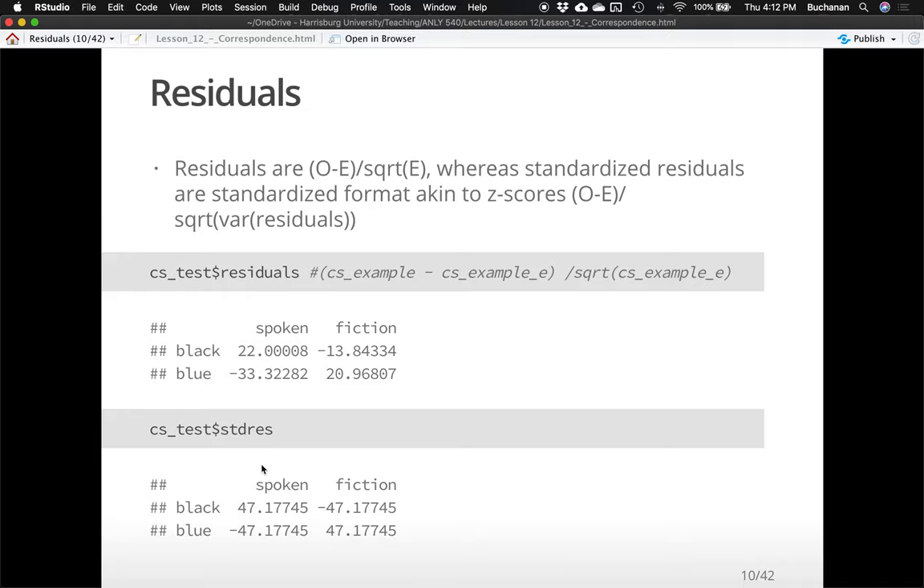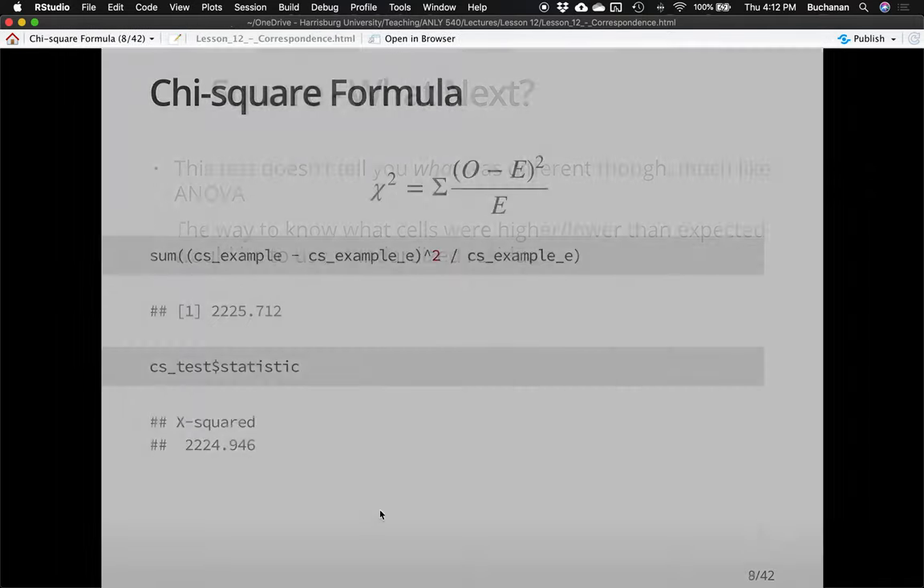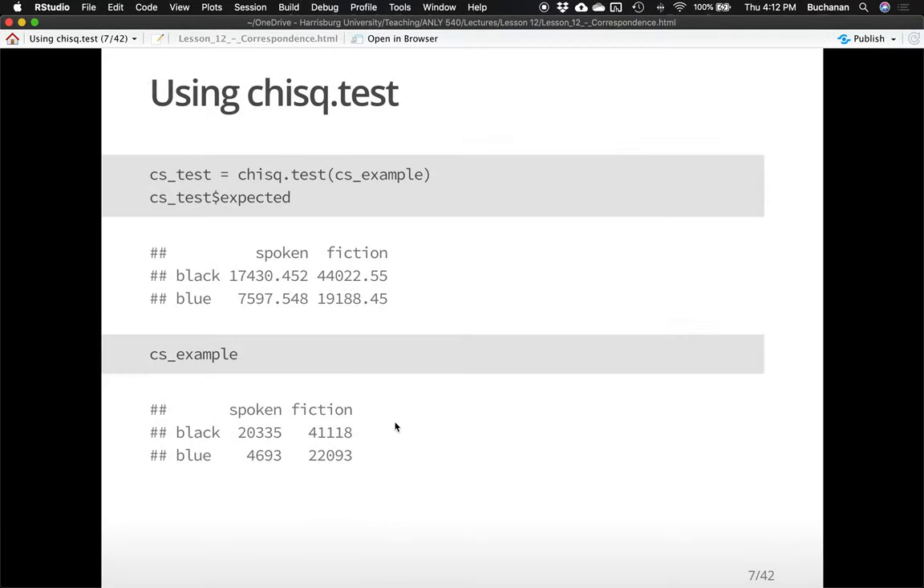So it's not that black is more common in spoken and less common in fiction, because if we back up to our actual square, we can see that's not true. It's just that in the spoken category, there are more words there than I would have expected, given the entire table. And in the fiction category, there are fewer words there than I would have expected, given how frequent fiction is. That's a completely different question than, is there more in this fiction section than spoken? And if you wanted to do that, you would do a prop test.